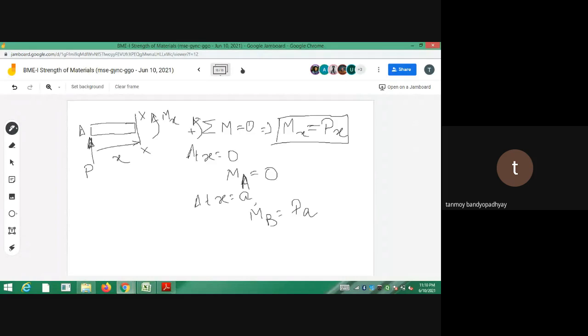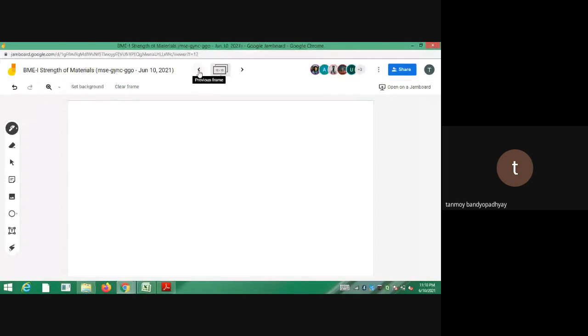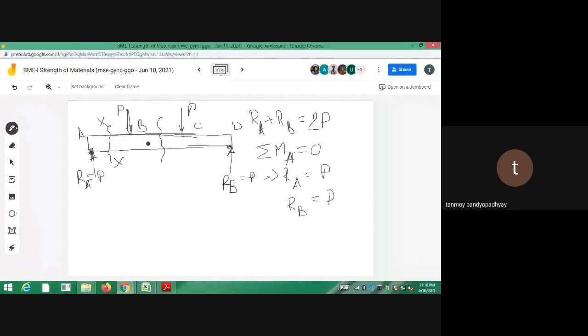Okay. So we are done with this part. This is about a section within AB. Now let us consider a section on the portion BC. I am taking a section at a distance small x on BC. So now let us write the free body diagram for that.